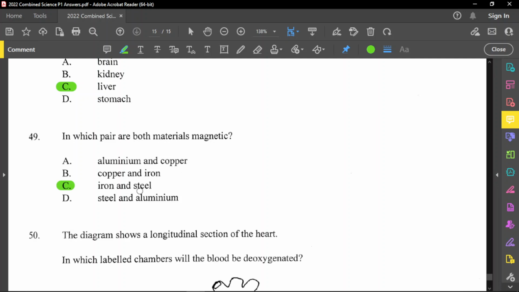All right, 49, in which pair are both materials magnetic? And this one is iron and steel right off the bat. Aluminum cannot be used to form magnets at all. Copper cannot. So the only answer is iron and steel.